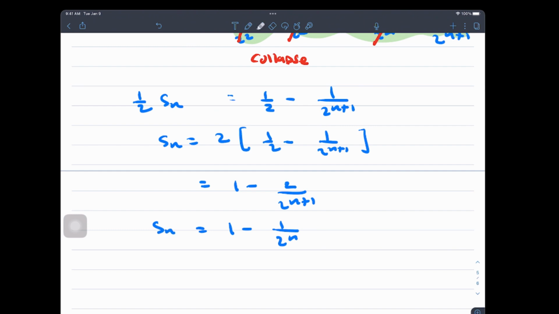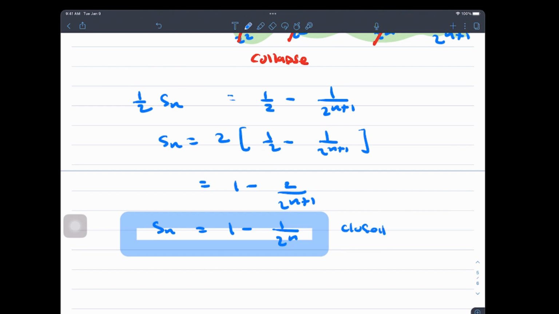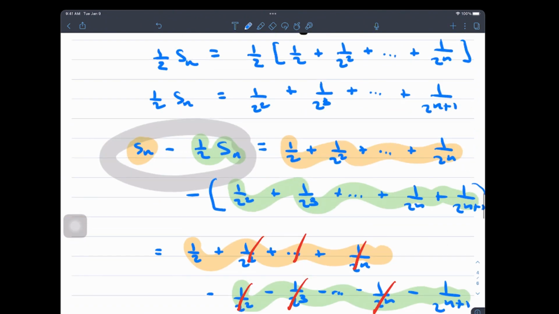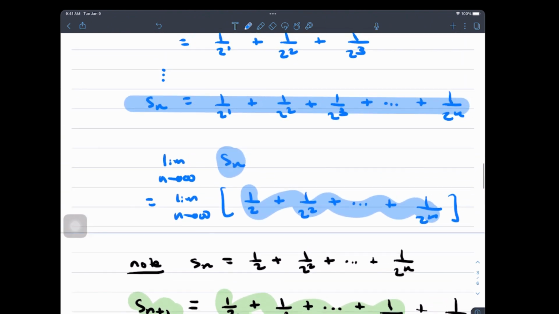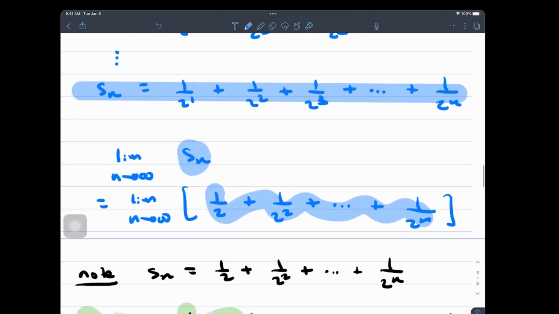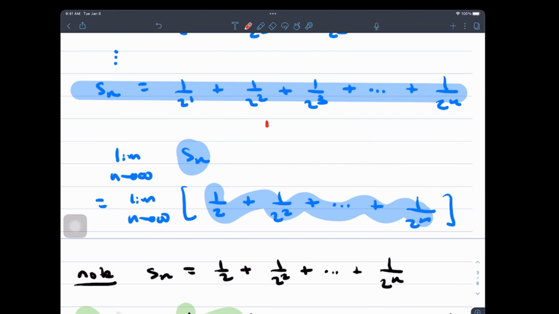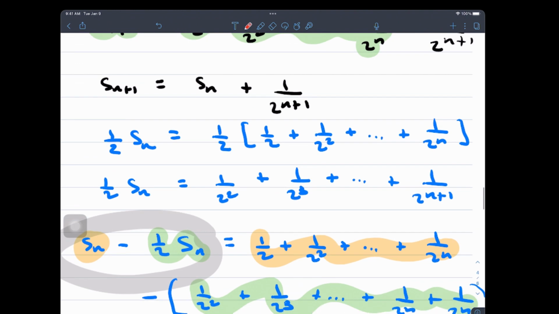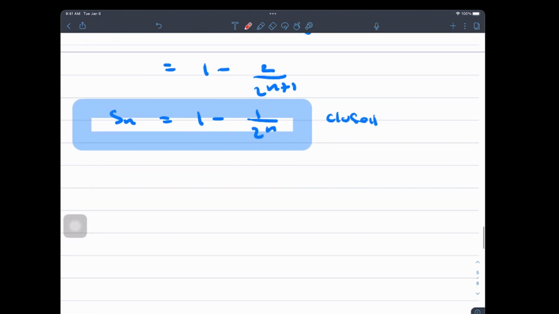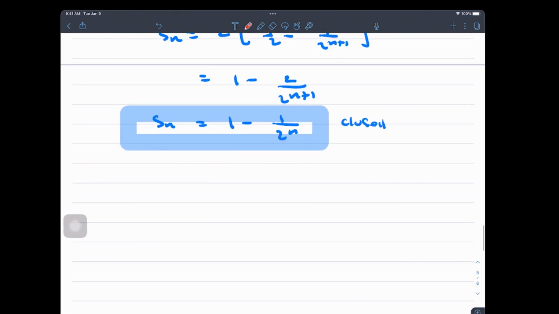So I'm able to get a nice closed formula for Sn. Okay, this is what's called a closed formula here. It's not an infinite sum. Remember, what I'm showing you guys here is Sn. This is a finite sum. Now we have it written this way, and that's the whole idea, because now we can take the limit.